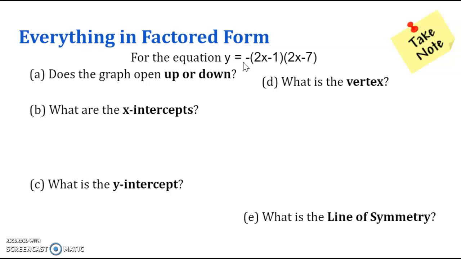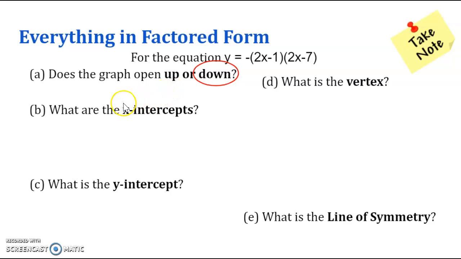But what is that number when it's not really there? The default is always 1, because 1 times anything, 1x, you just don't write the 1. But the default is 1, right? So this is not just 1, but this is negative 1. It's being multiplied to the factors. So it's a negative number, so it's going to be a sad face parabola that's opening downwards.